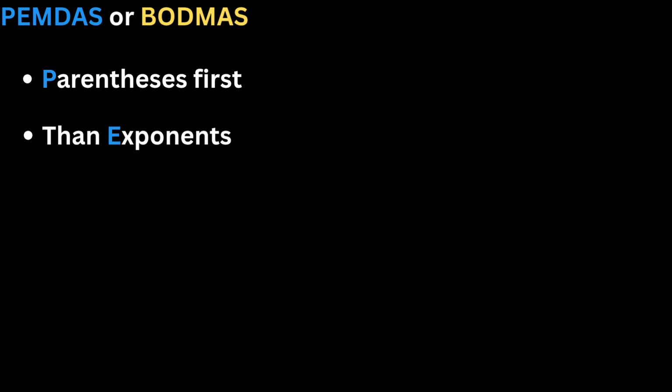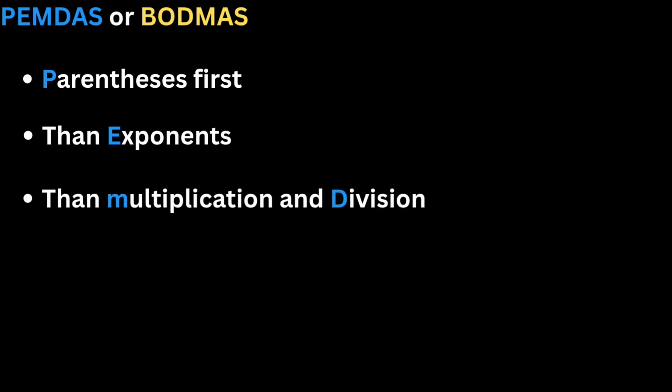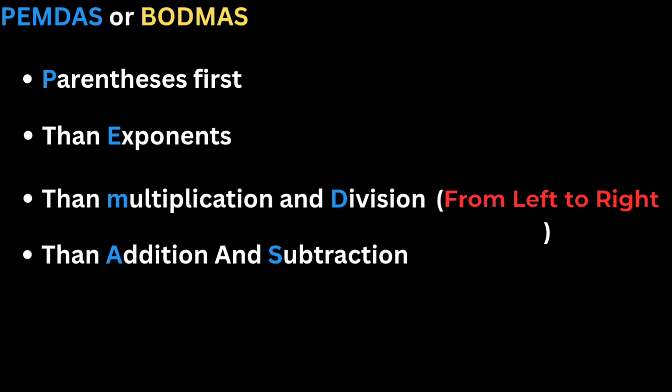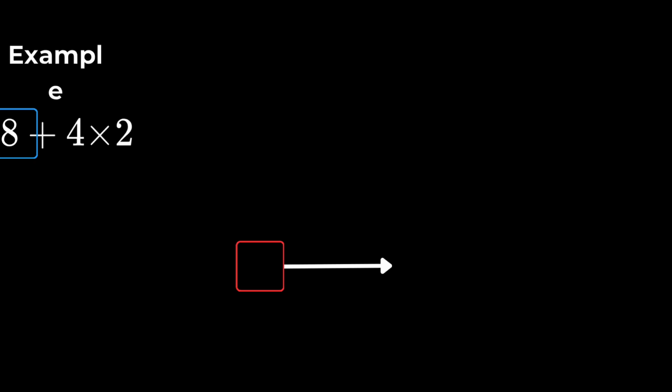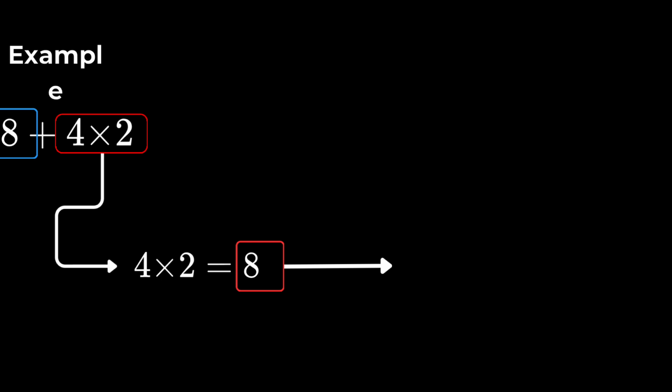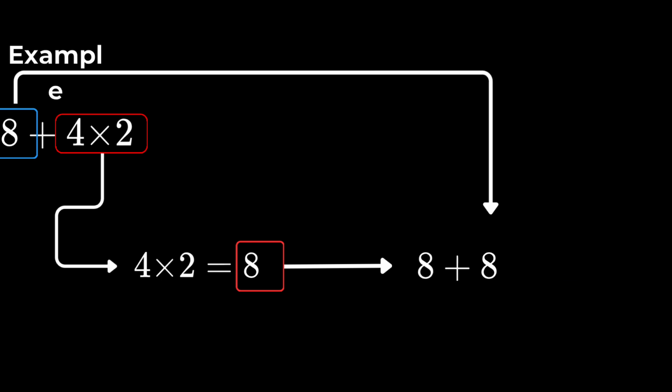Here's a crucial point. When these operations are mixed in a single problem, the order matters. We don't just solve from left to right. We follow a rule called PEMDAS or BODMAS. Parentheses first, then exponents, then multiplication and division, from left to right, then addition and subtraction, from left to right. In our example, 8 plus 4 times 2, we must do the multiplication first. 4 times 2 is equal to 8, then add, 8 plus 8 is equal to 16.